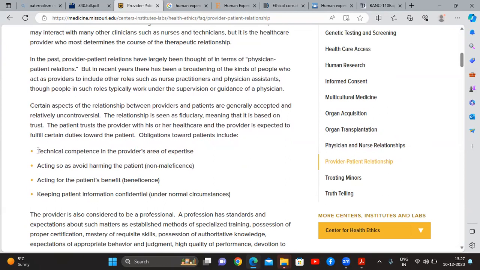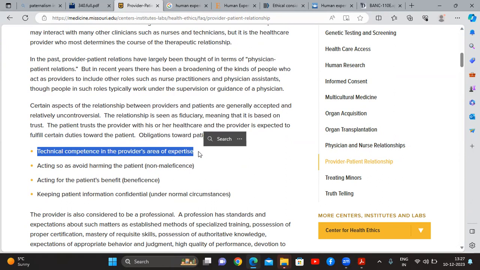That's why we have medical schools. That's why we have this entire infrastructure that trains, let's say, pharmacologists and people who make medicines, or psychiatrists, psychologists, and physicians. So technical competence is important. Also, not to harm, which is non-maleficence, जो हमने पढ़ा. Acting for the patient's benefit, which is beneficence, वो भी हमने पढ़ा. And keeping patients' information confidential, ये भी आप लिख सकते हैं. This is also an additional.